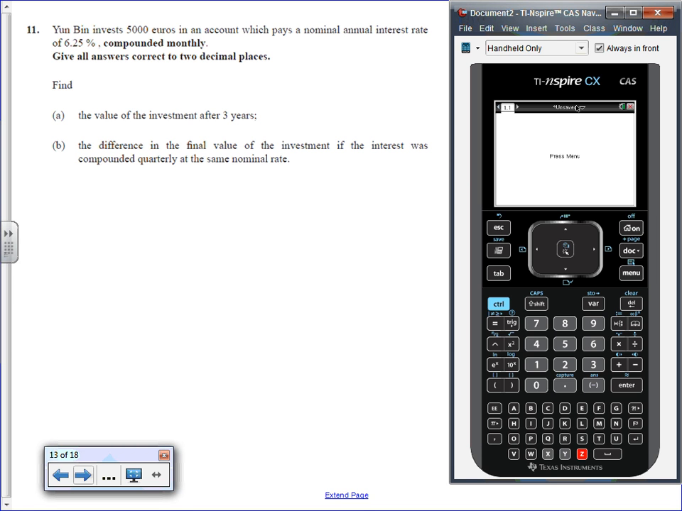So to fill in the formula correctly, the future value in the account is going to equal our starting amount, our principal, times 1 plus the rate over 100, times the number of times it's compounded each year, which is going to be 12 because it says that it's compounded monthly. And the exponent is going to be the number of times it's compounded times the number of years. So if it's 3 years multiplied by 12, our exponent will be 36.